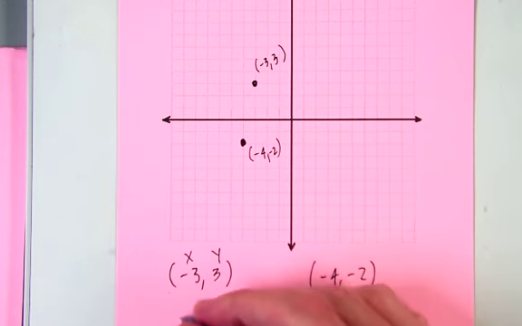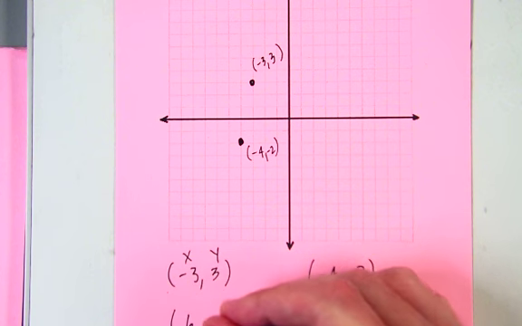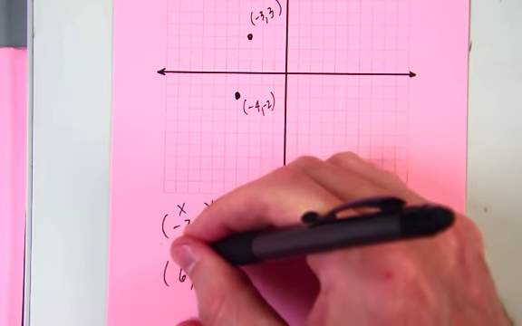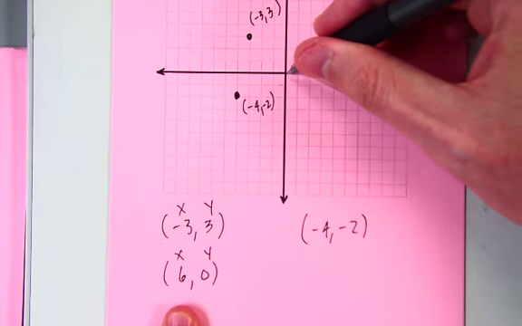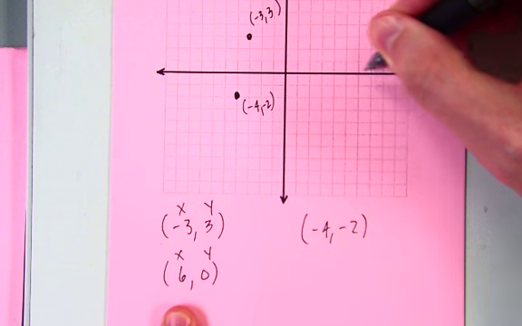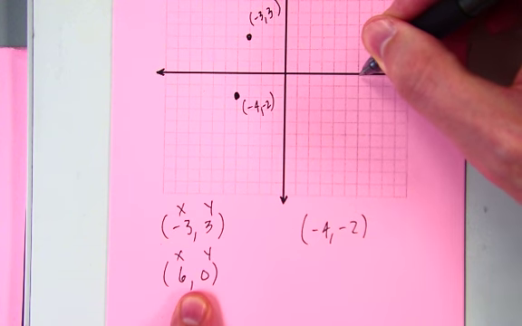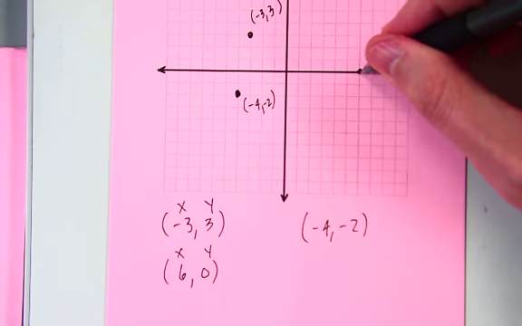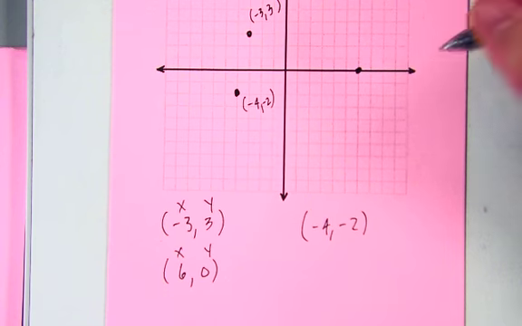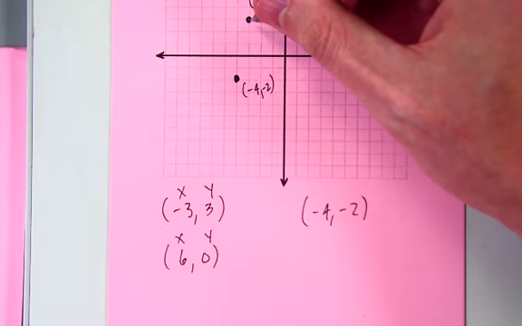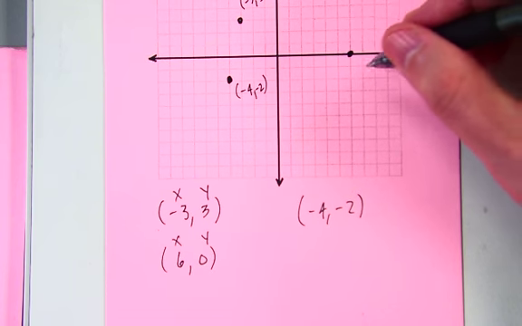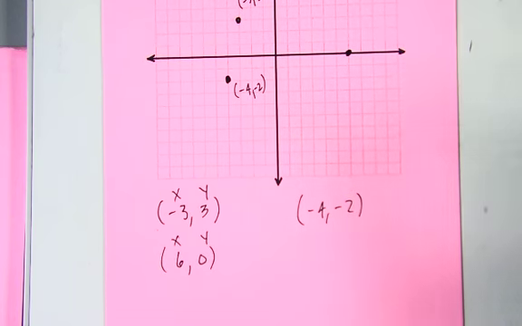What if we have something like (6, 0) for our point? Again, this is an x and this is a y. My x value is 6, so I'm going to go 6 to the right over here. And then I'm not going to go up or down at all because my y value is 0. So we're going to be right on this line, which remember is called the x-axis. If we're asked to describe this point, like this one was in quadrant 2, and this one is in quadrant 3, this one is not in a quadrant. We would say it is on the x-axis instead. That's how we would describe that one.